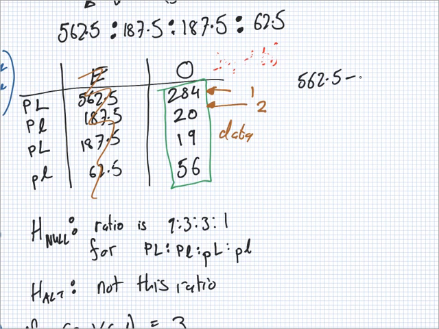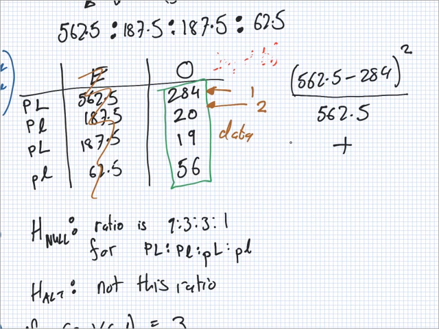562.5 minus 284, squared, over expected, 562.5. That's the formula. And then you have to add it and do the same thing for the next three. Okay, calculate please, if you add those four together.